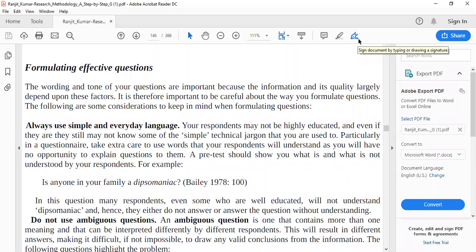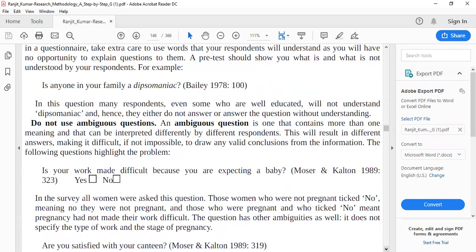Okay, when you are formulating questions in research, you have to be sure that you always use very simple, everyday language that everyone can understand. You should not add any ambiguous questions. Ambiguous questions are where you think that more than one answer can be correct.